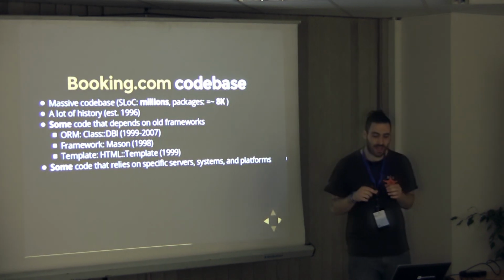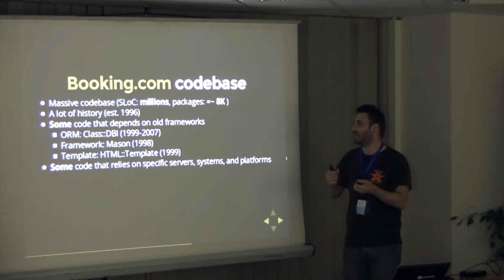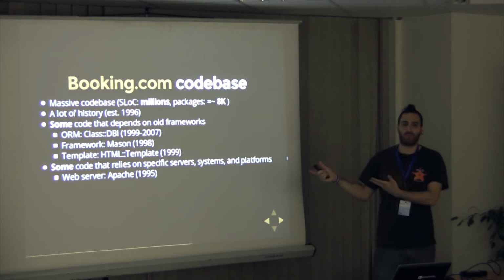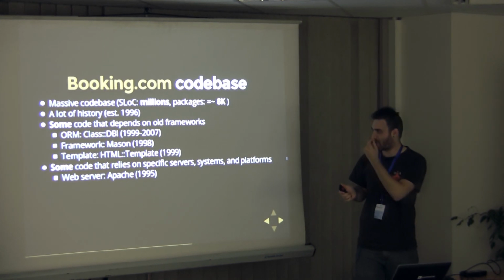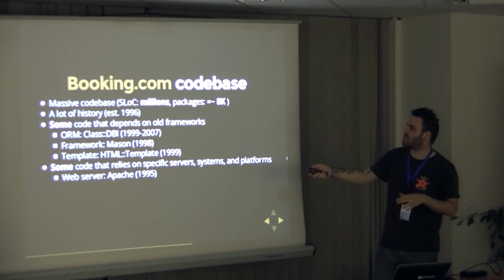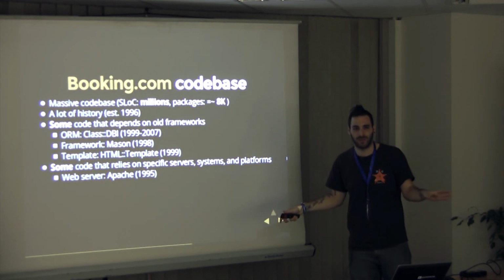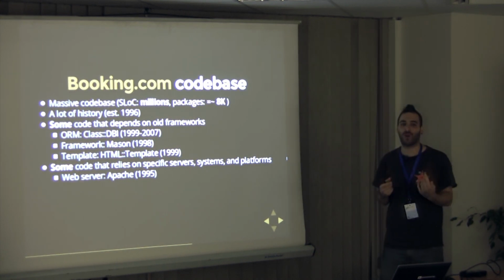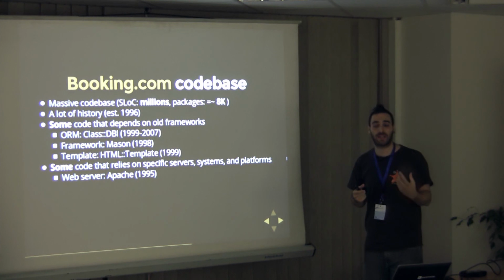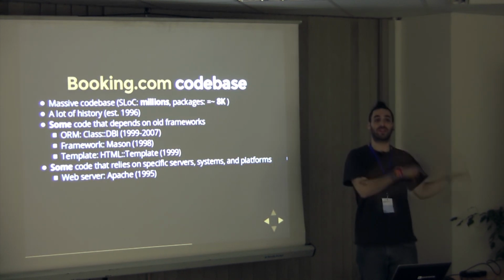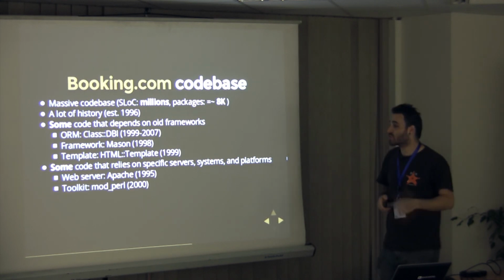Some of our code actually relies on specific servers, systems, specific platforms. For example, Apache, which started in 1995. When Booking started, Apache was like the newest thing in the world. A lot of things didn't even exist when Booking already had a few years of code. Think about that. It's a company whose older code uses stuff that didn't even exist when they started writing code. It's crazy.